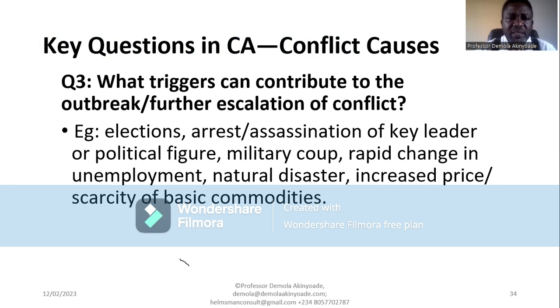Now, the triggers, that is, what led to the outbreak? What led to outbreak of conflict? And in this area, I want us to look at specific cases or specific places where there was violence during the election, where people were beaten, where ballot boxes were snatched, or where some people were arrested. Does anybody have any thoughts to offer here?